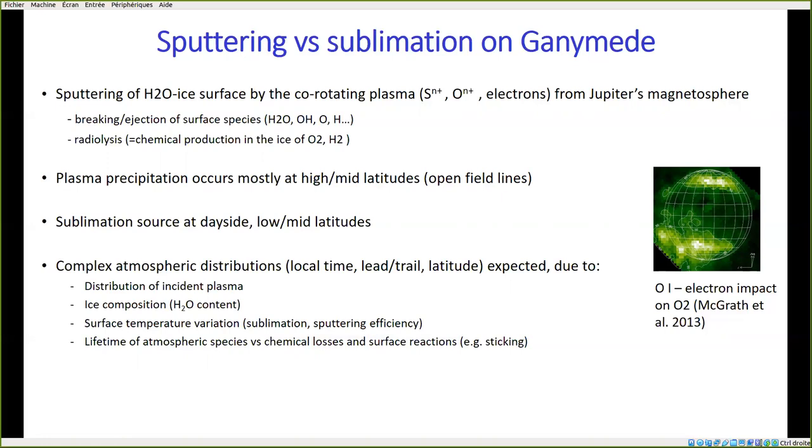And this is due to a combination of factors: the complex distribution of the incident plasma, the variability of the ice composition, especially in terms of the H2O content, the variability of the surface temperature that affects both the sublimation and the sputtering efficiency, and also the lifetime of the produced atmospheric species versus chemical loss within the atmosphere and reaction at the surface.